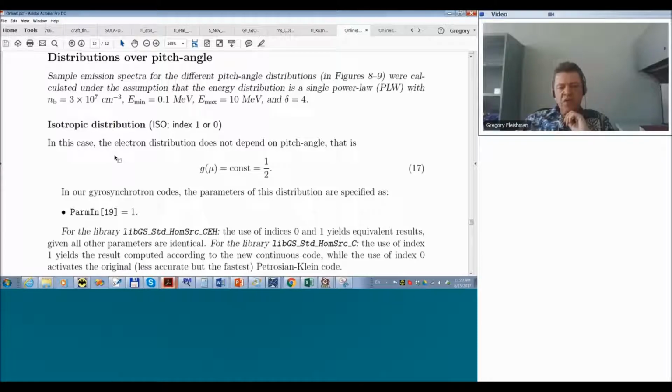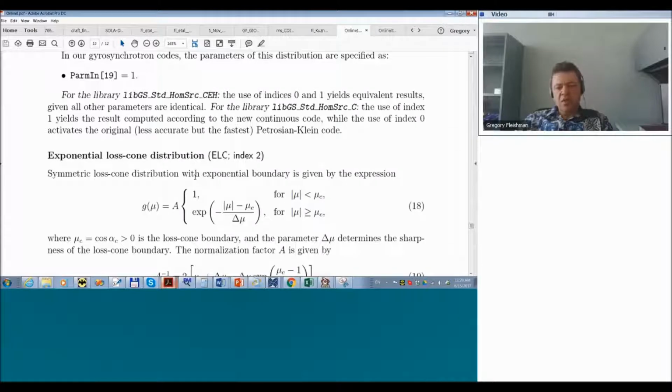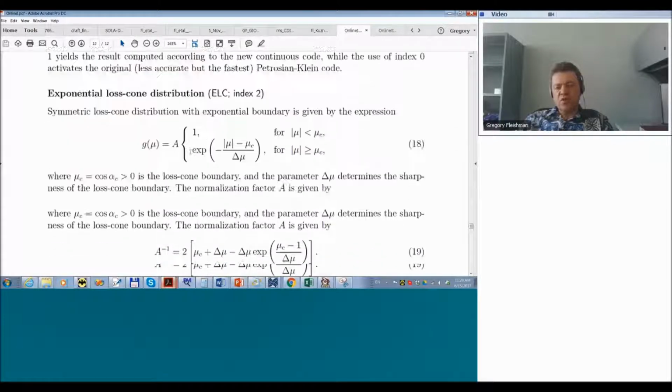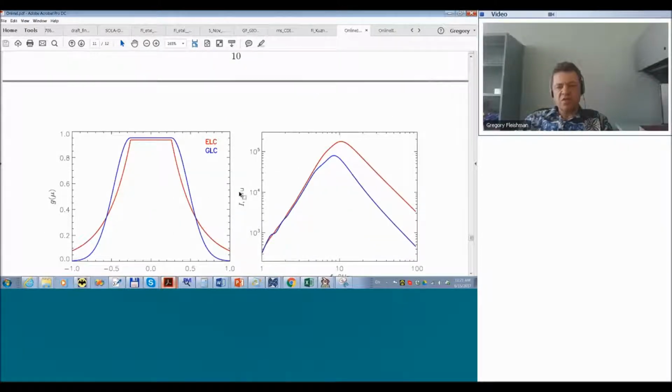Again, all needed distributions are listed here and explained how they work. So isotropic is constant, and the factor 1 over 2 comes from normalization of the angular distribution function. Then the exponential loss cone, which behaves like that, and the Gaussian loss cone, and this picture shows how they behave. This is the exponential loss cone, this is the Gaussian loss cone.